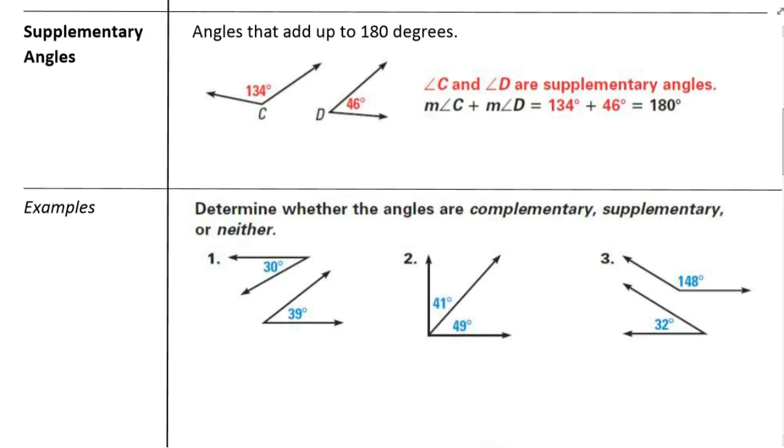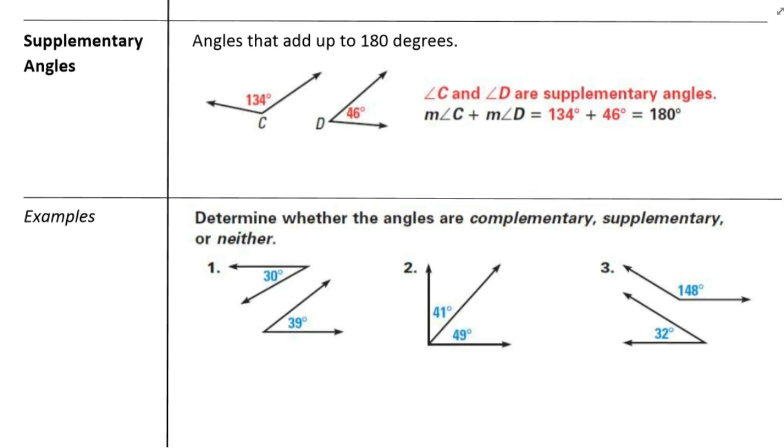So let's test your knowledge here. I'm going to skip number 1 for a second. I'm going to go straight to number 2. Are they complementary, are they supplementary, or are they neither? Well, the only way that you can tell is by adding them together. So if we do 41 plus 49, and we add these together and use our calculator if you need to, we get 90 degrees. And if two angles add to 90, what are they? They're complementary. So I'm going to write that down. There we go.